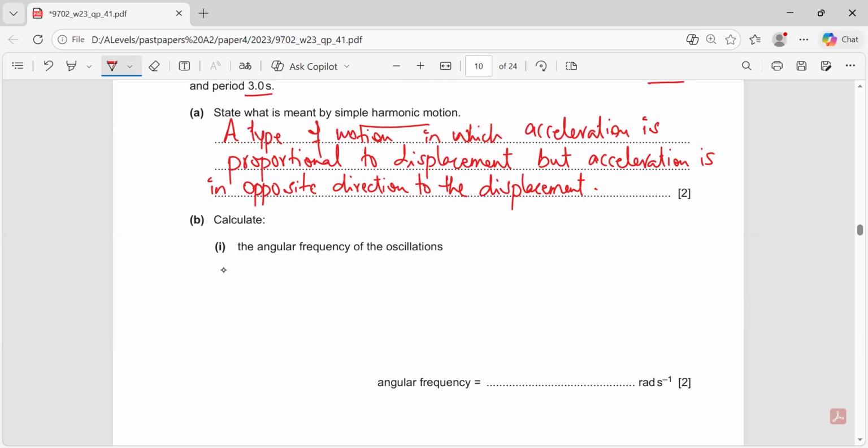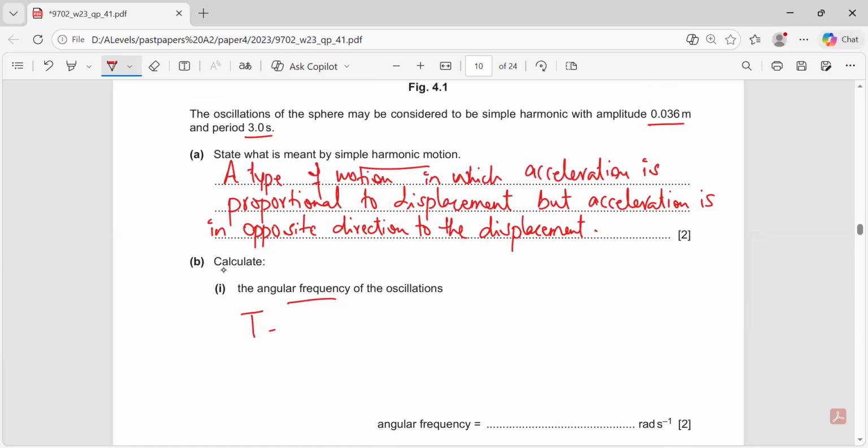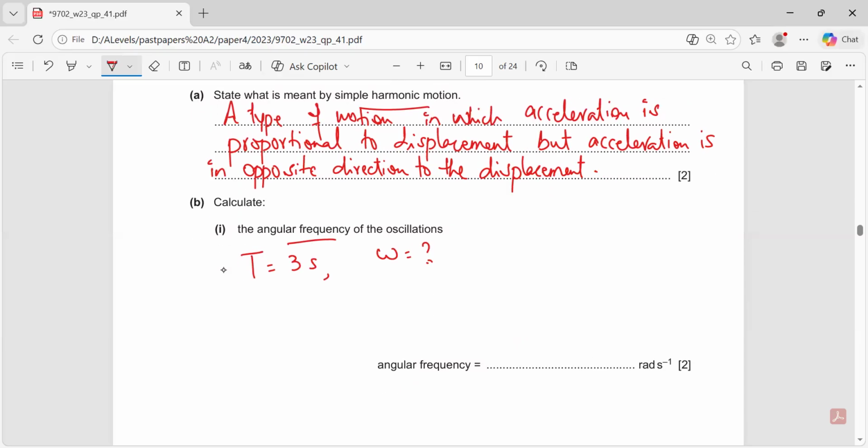Next, it says calculate the angular frequency of the oscillation. So the time period is given to us as 3 seconds. We need to find the angular frequency, which is represented by the symbol omega. What is the formula for finding the angular frequency? Omega is equal to 2 pi f, and it can also be written as 2 pi over capital T.